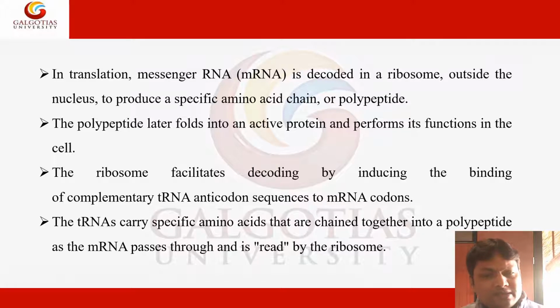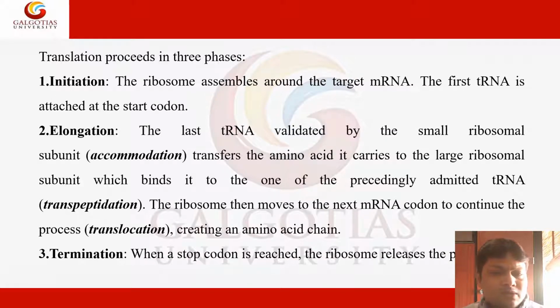The ribosome facilitates decoding by inducing the binding of different complementary transfer RNA anticodon sequences to mRNA codons. The transfer RNAs carry the specific amino acids which are chained together into the polypeptide chain. The whole process is divided into three steps: first is initiation, second is elongation, and third is termination.